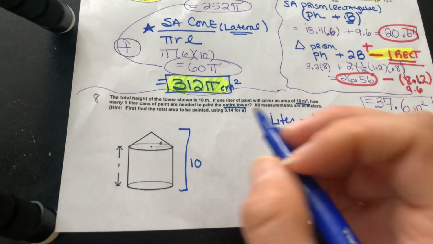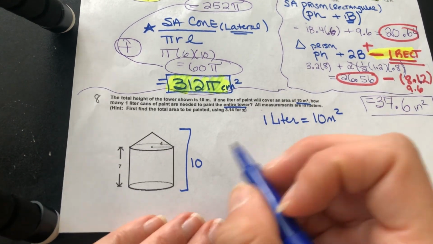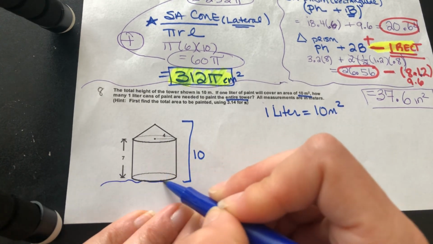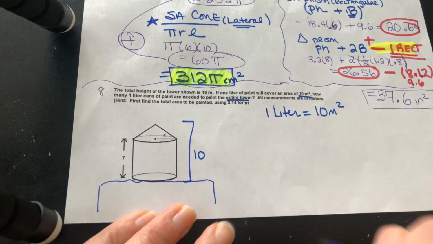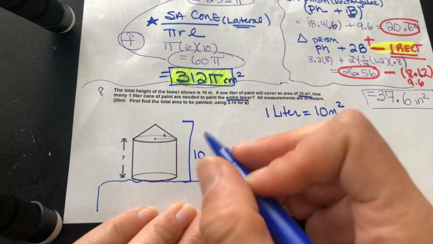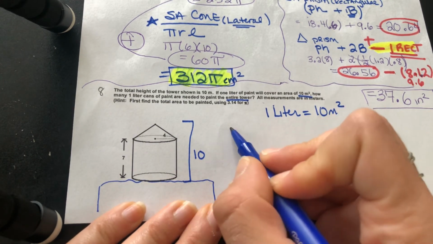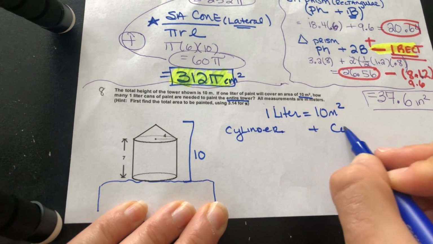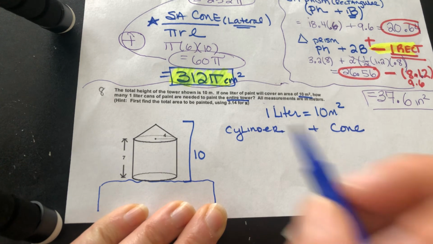We'll worry about that in a moment. So if you think about this as a tower, it's on the ground. So if the tower's on the ground and you want to paint it, you have a cylinder. Great. And then we have a cone. You have to think about this logically.